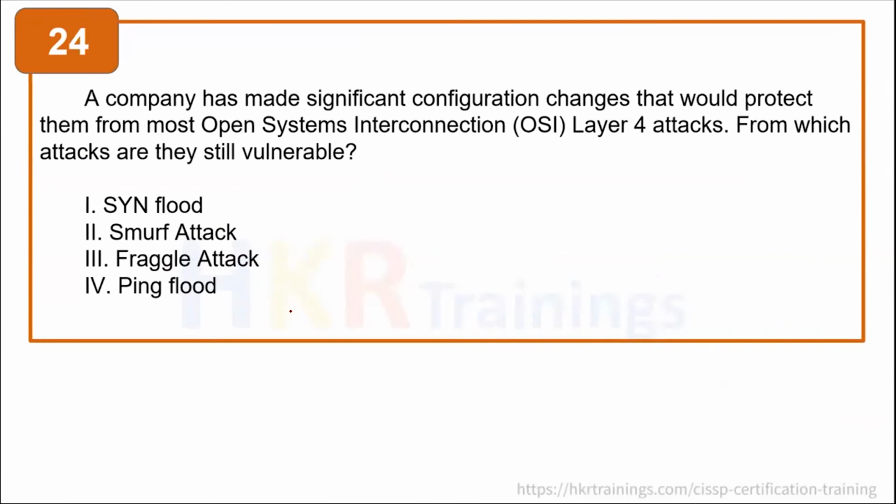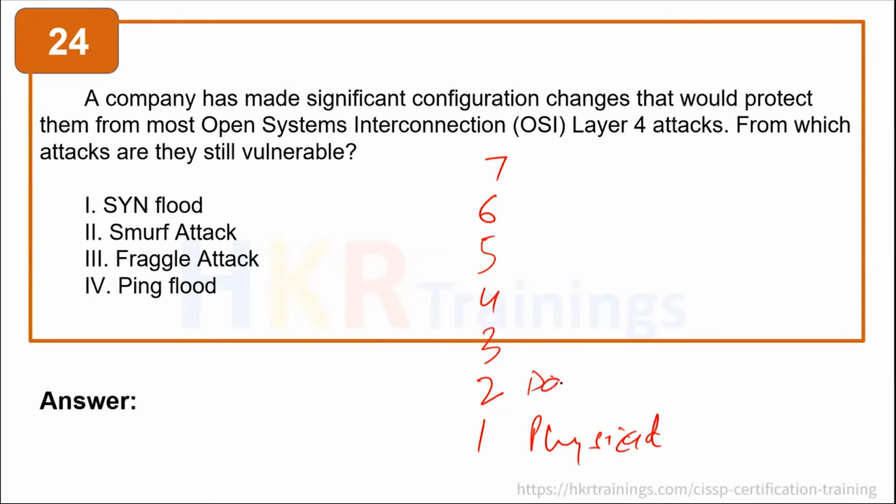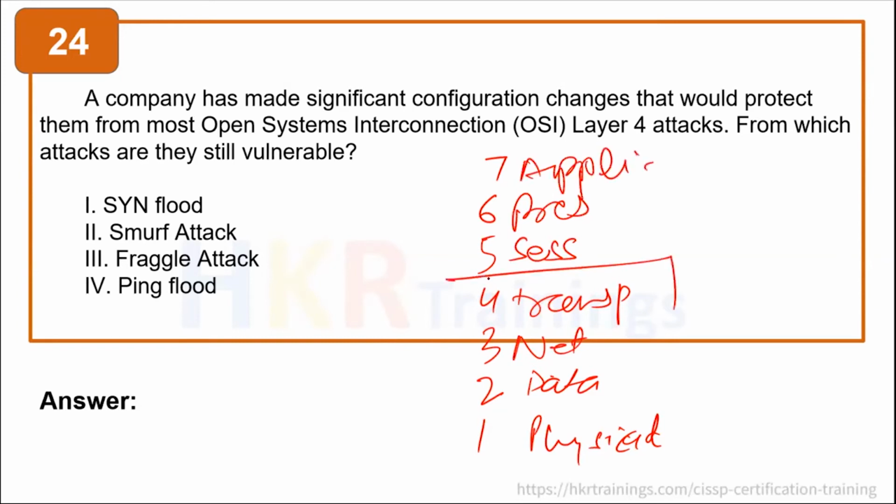Moving on to the 24th question. A company has made significant configuration changes that would protect them from most Open System Interconnect, OSI, layer 4 attacks. From which attacks are they still vulnerable? So OSI is a 7-layer model, which is very basic for anybody who is dealing in network and security. So it is physical, data link, network, transport, session, presentation, application. Okay. So layer 4 is transport, where your TCP and UDP reside.